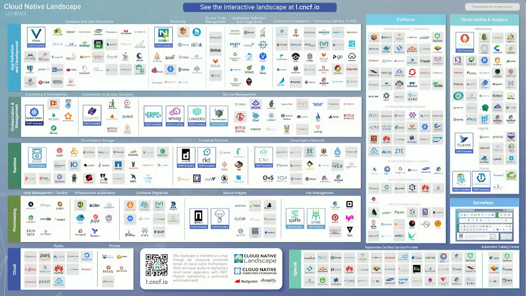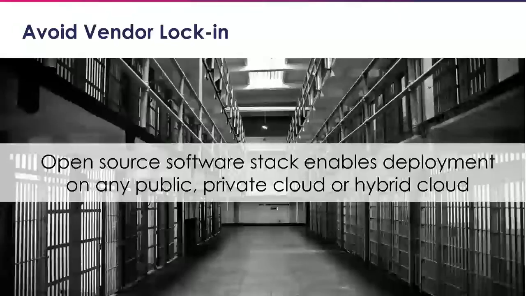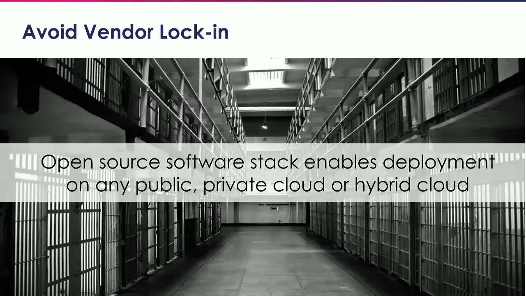And I will point out it's l.cncf.io if you want to get a high-res version of this and start clicking through it. But the question is why, what are the benefits? Why do people care about these things? So number one is the ability to avoid vendor lock-in. When you standardize on Kubernetes, it enables deployment onto any public, private, or hybrid cloud.